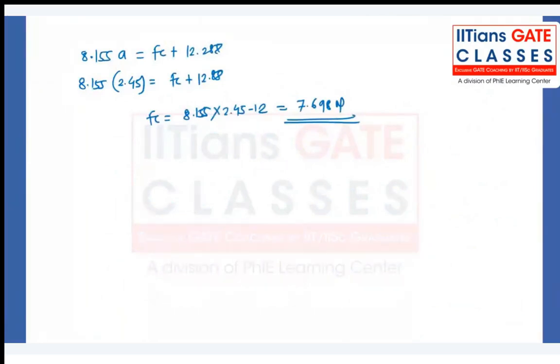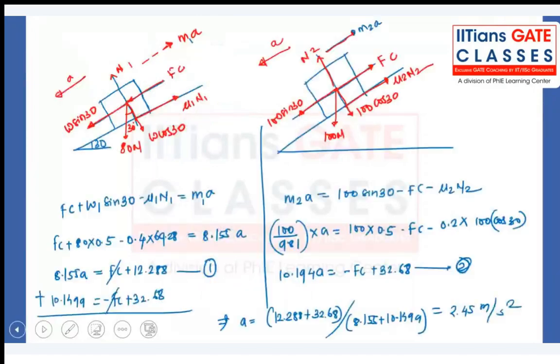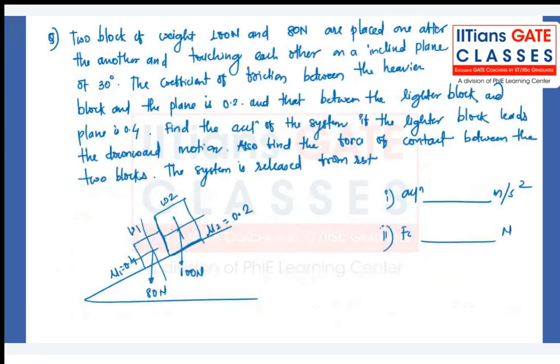Okay, we got one question from Rishika here. Why has FC been subtracted in the case of the second block? See, what is FC? FC here is the force of contact between the two blocks. Basically, if these two blocks are in contact, because of the second block, FC will be like this on the first block, and because of the first block, FC will be acting like this on the second block. So the direction is different in both cases, Rishika.